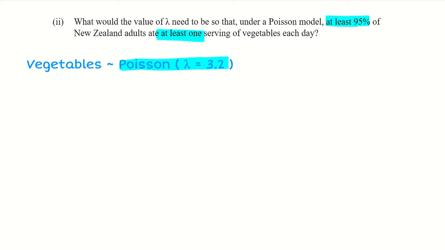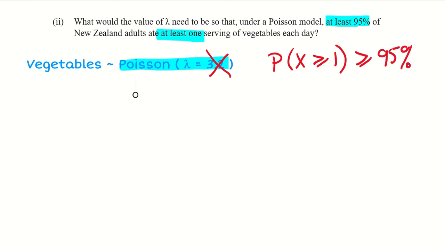And what they're saying now is we are going to figure out what this new rate will be so that the probability of getting at least one serving of vegetables has to be at least 95%. Okay, so that's what I have been given.